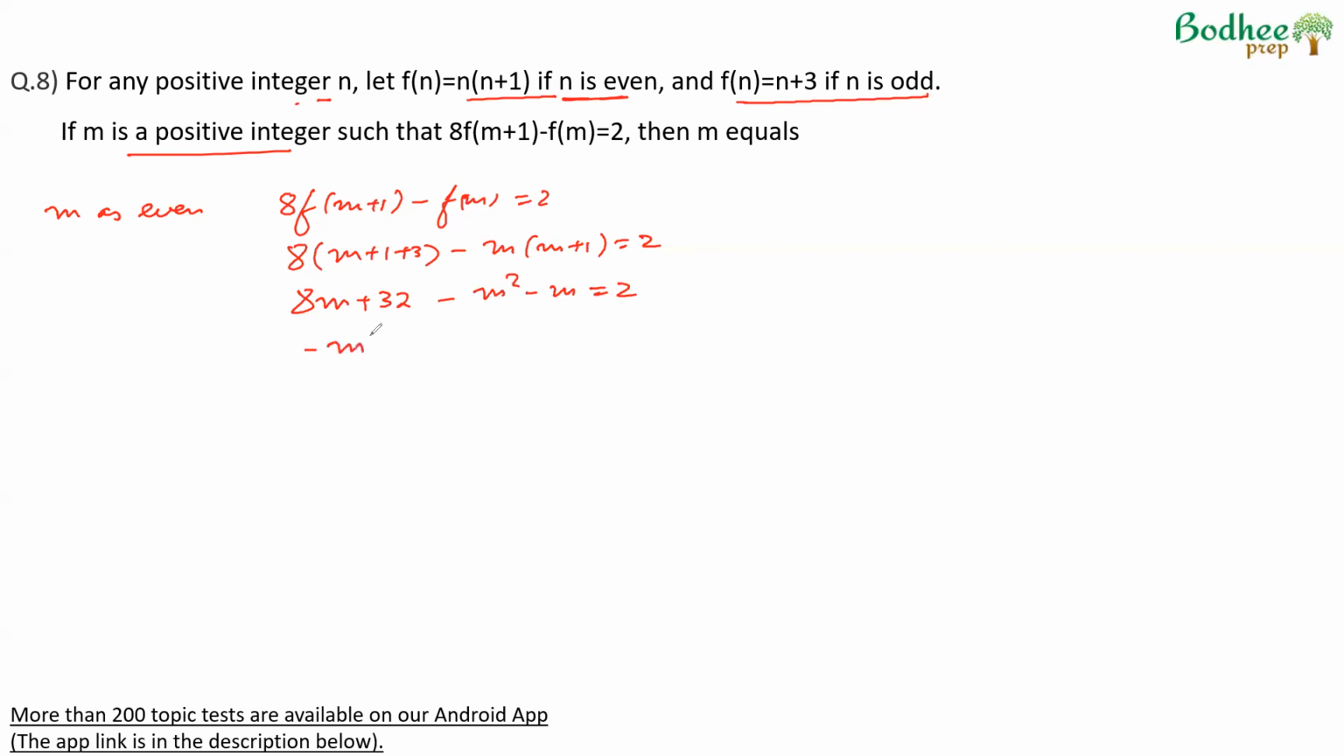So minus m square plus 7m plus 30 is equal to 0, which means m square minus 7m minus 30 is equal to 0. So m minus 5 into m... So this will not work.